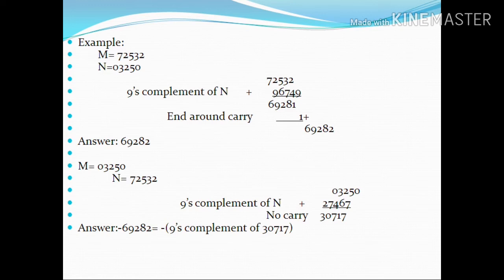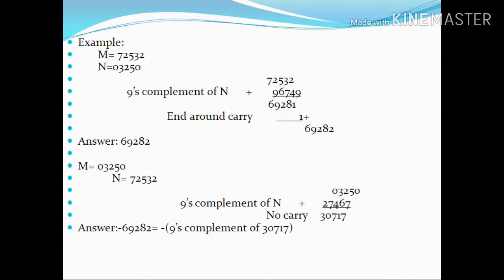Now the ending carry, that is 1, is added to the least significant bit and we are getting 69282. So that will be our answer.